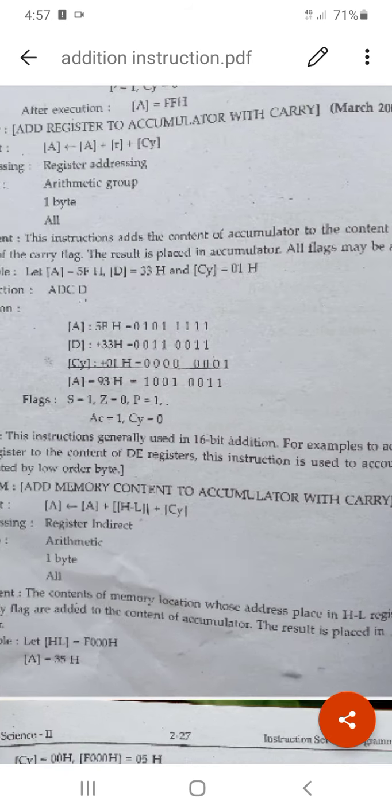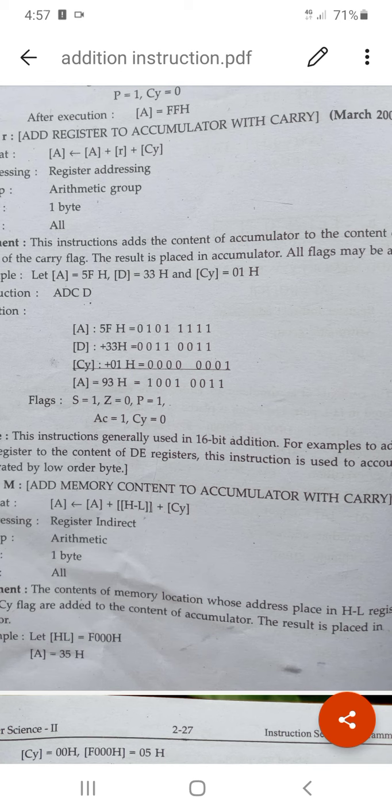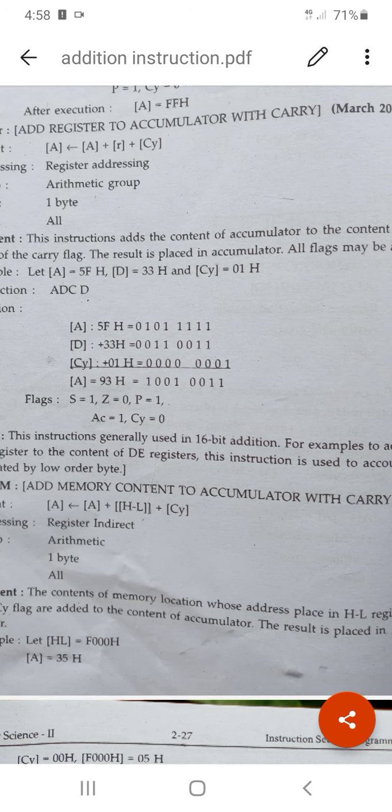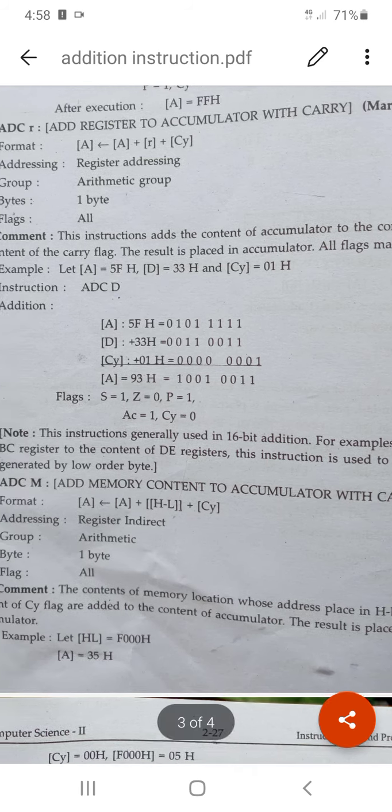Here we can see a clear example of this. The accumulator contained 5F hex, register D contained 33 hex, and the previous carry flag is set, 01. Hence after ADC D the answer is 93 hex, because 5F hex plus 33 hex gives 92 hex, and after addition of that carry 01 hex, the answer becomes 93 hex. So the accumulator shows the final answer after addition of carry, and similarly flags are affected. You can clearly see sign is 1, Z is 0, parity is 1, auxiliary carry is also set to 1, and carry flag is 0.